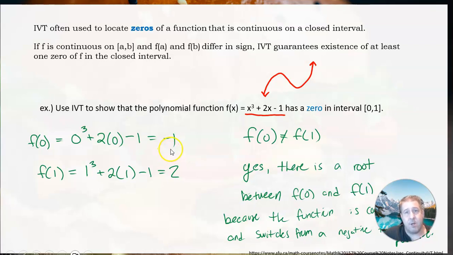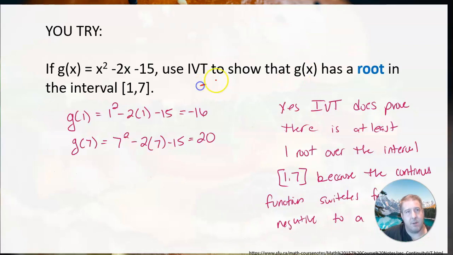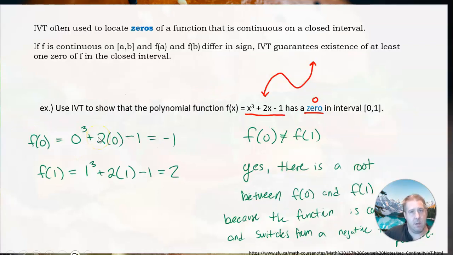The last thing I need to do is figure out, is what I'm looking for in between -1 and 2? So I wrote, use IVT to show that the polynomial function has a 0. Oh, okay, so we're looking for, does it have a 0? Well, 0 just means that f of something happens to be 0. So f of c would have ended up being 0. Could f of c be 0? Is 0 in between -1 and 2? Which it is. Yes, it's a continuous function. 0 is always going to be in between a positive and a negative. That's just one way you could word it.